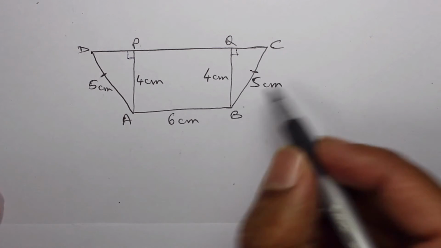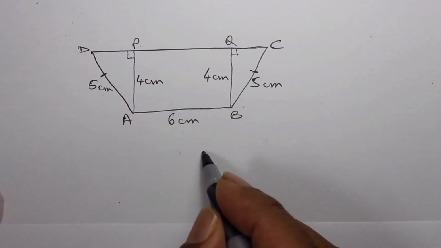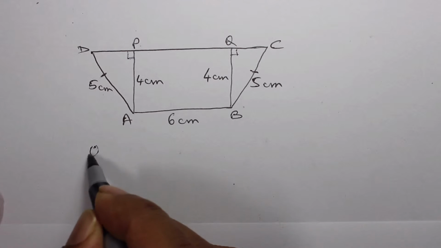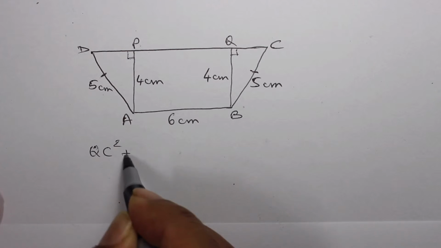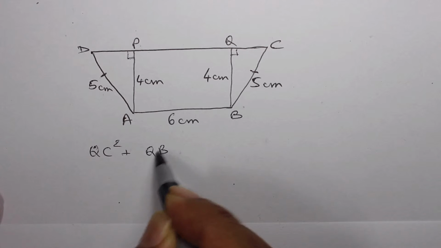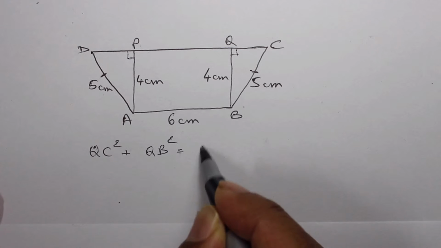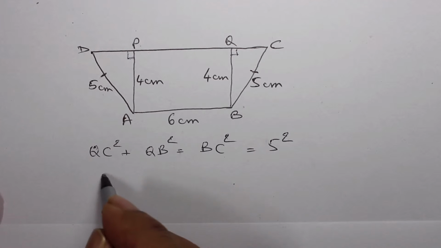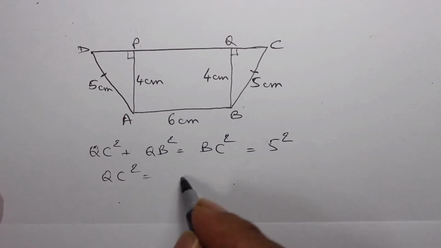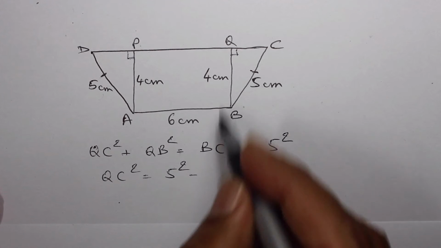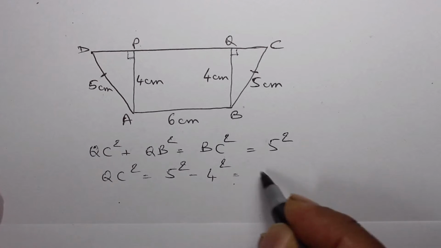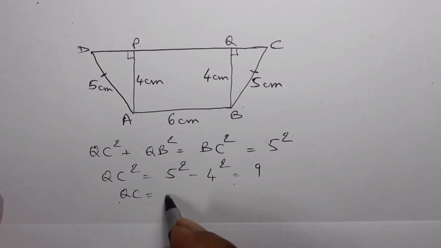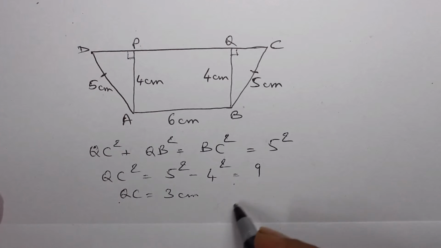So in this right angle triangle, this is the hypotenuse, so you have QC square plus QB square is equal to BC square, which is 5 square. So QC square is 5 square minus QB square, which is 4 square, which is equal to 9. Hence QC is equal to 3 centimeter.